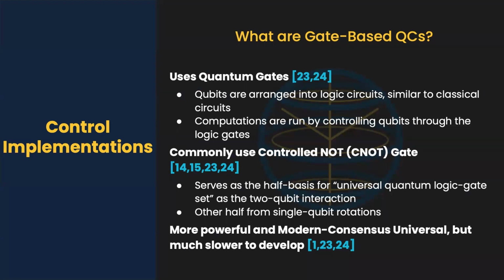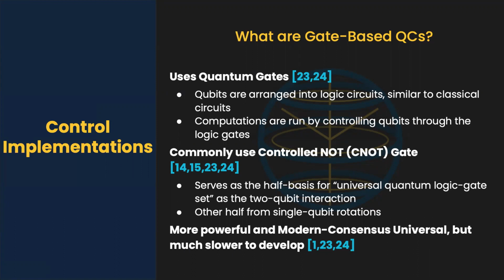So there's sort of two different ways that you could control a quantum computer as we have now. There's gate-based quantum computers, which is the most common, and then there's the quantum annealer, which I think only D-Wave, that's the only one I know about. Perhaps other people are doing it. So gate-based quantum computers, they use quantum gates.